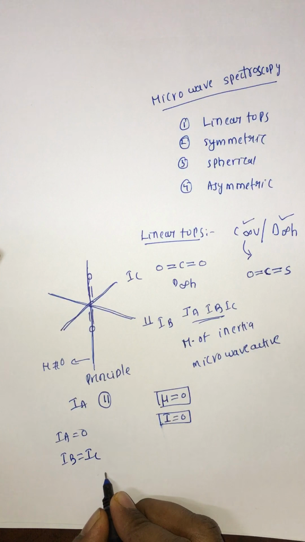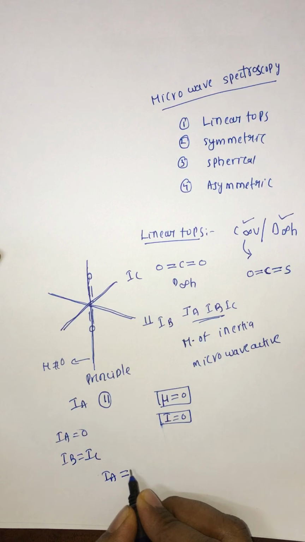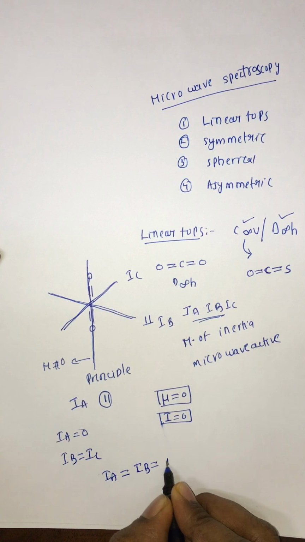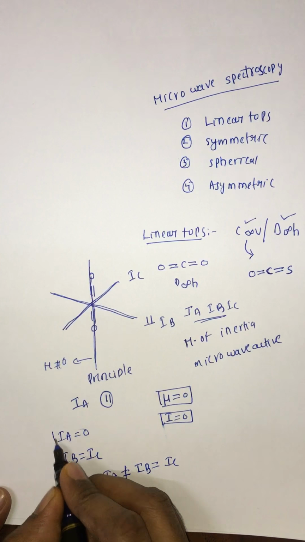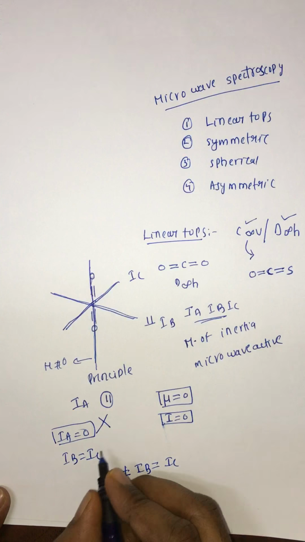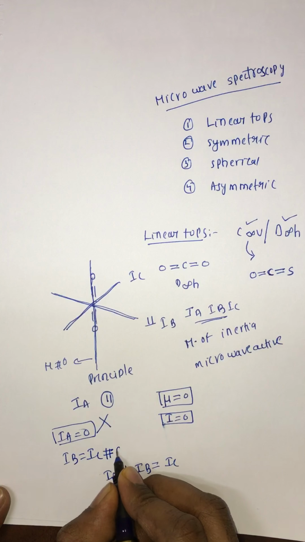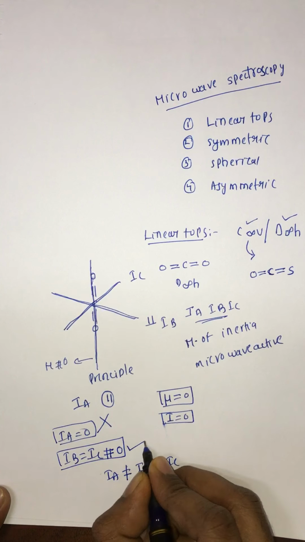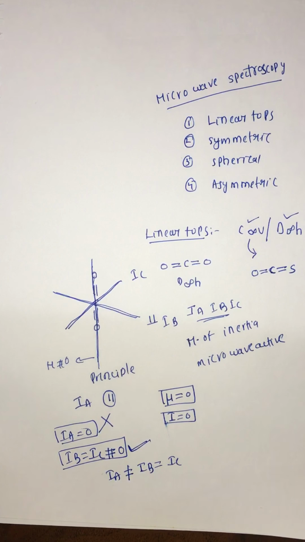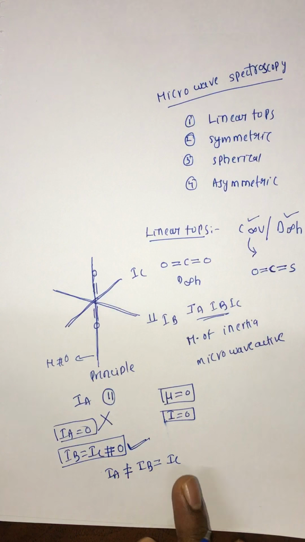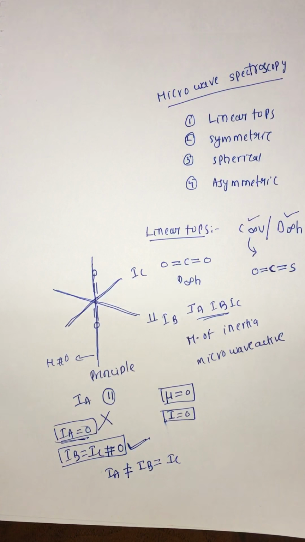So finally we write the relationship: IA = 0, and IB = IC not equal to 0. Since IA equals 0, this is microwave inactive, and IB and IC, not equal to 0, are microwave active. They may ask how many moments of inertia are microwave active in case of linear tops. Only one moment of inertia is microwave active, whereas IA is microwave inactive.